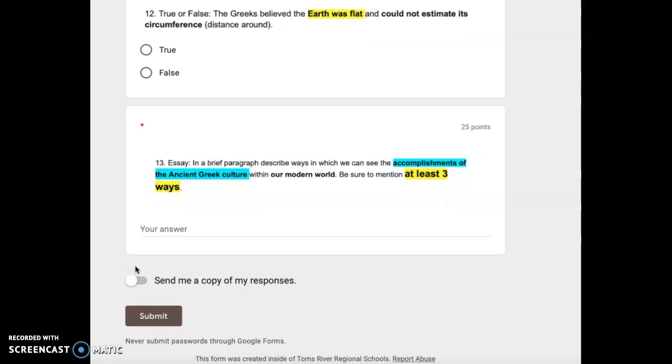And number 13, the essay. In a brief paragraph, one paragraph, describe ways in which we can see the accomplishments of the ancient Greek culture within our modern world. Be sure to mention at least 3 ways.